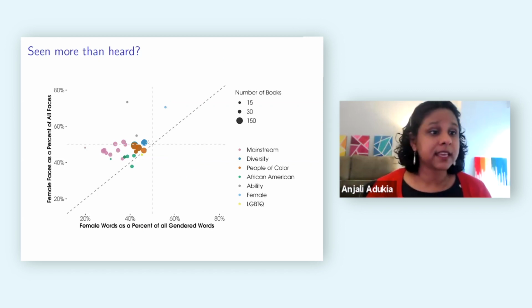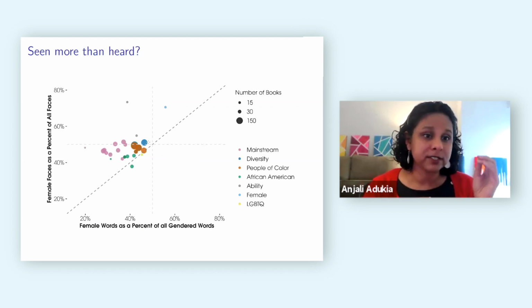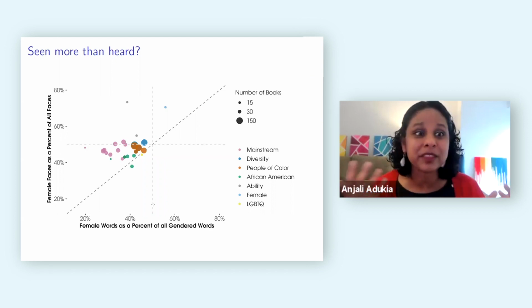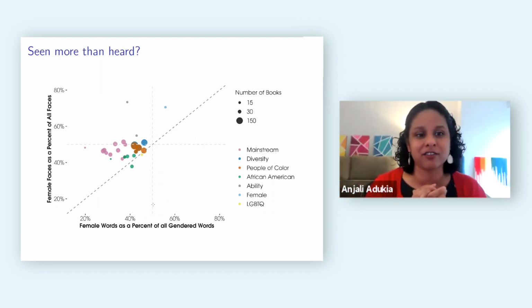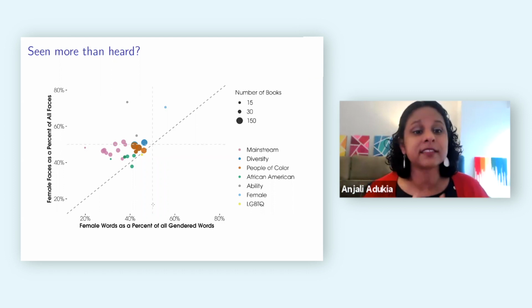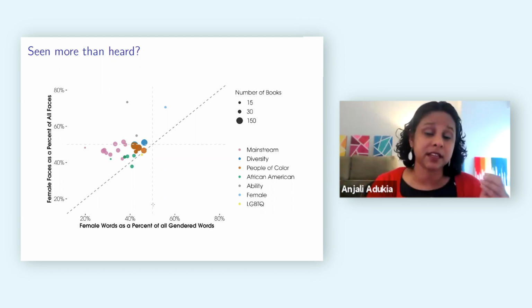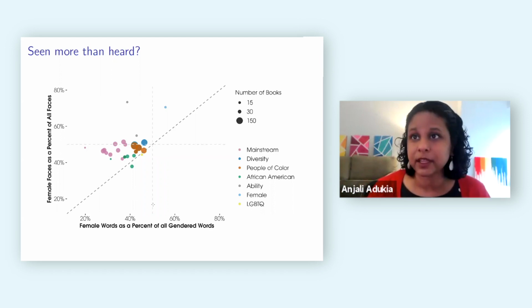We also see that females are more likely to be represented in images rather than text over time, which is consistent with the maxim that women should be seen but not heard. And this just suggests that there may be symbolic inclusion in pictures without substantive inclusion in the actual story.